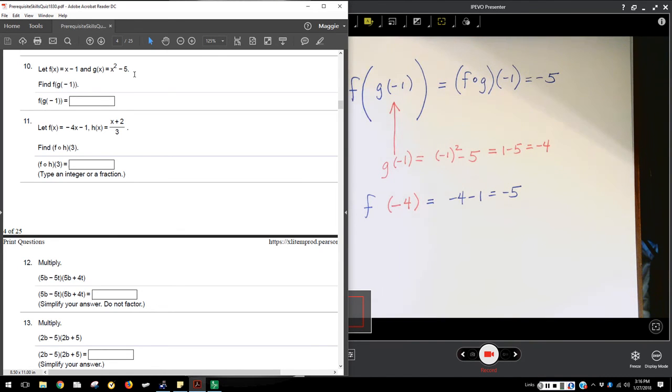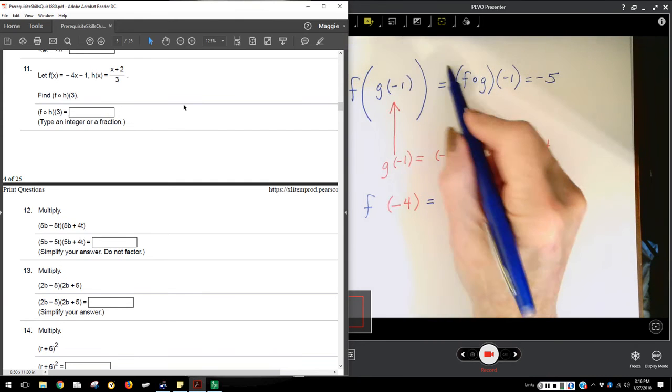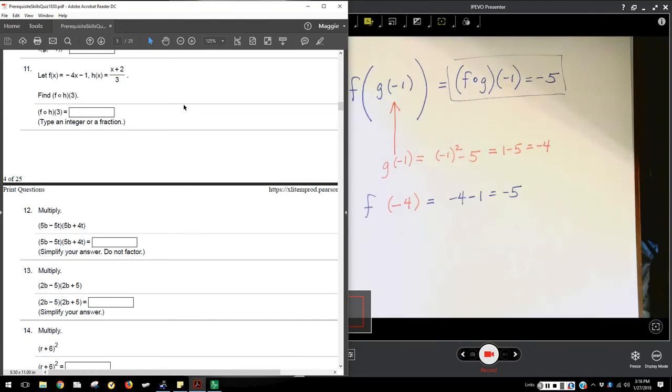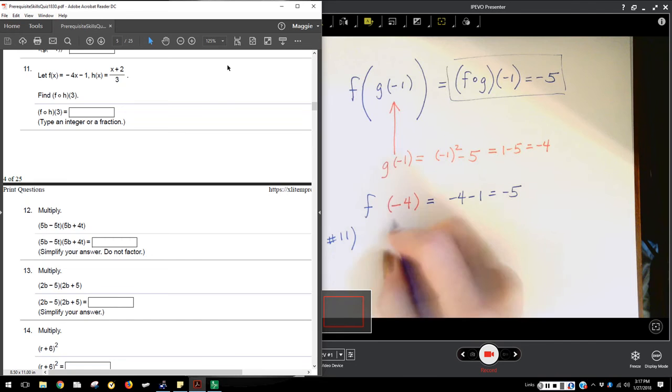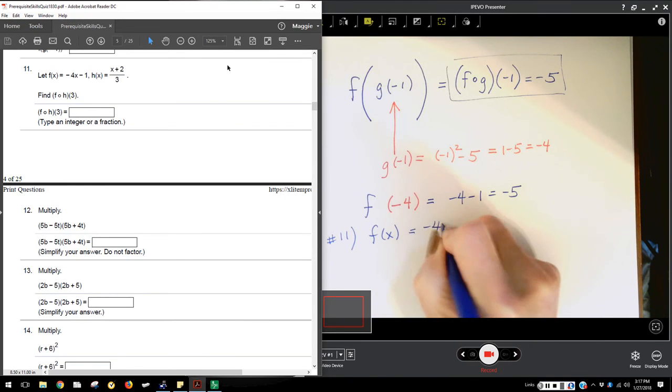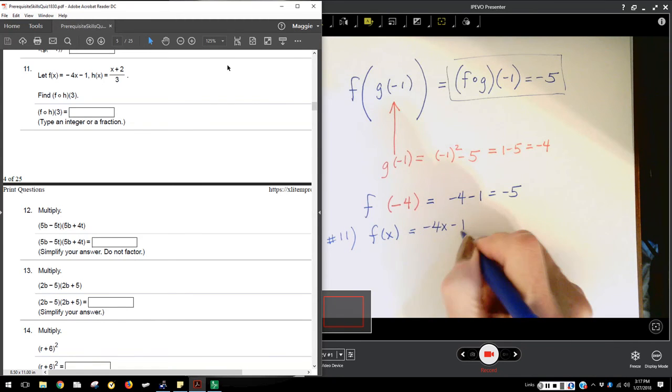So it's a matter of paying attention to which rule you use when. And in number 11, they've simply chosen to use the second notation. So in number 11, we have f of x is equal to -4x minus 1. So what f does is it takes whatever x is, multiplies it by -4, and then subtracts 1.